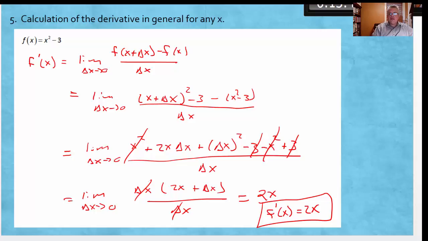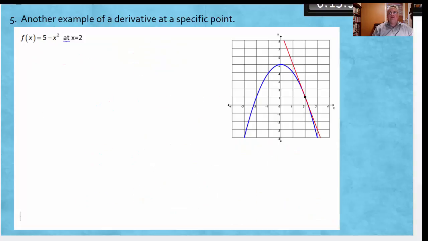We were doing it at x equals 3, and if you plug in 3 for x, we get 2 times 3 is 6, which is exactly what we got. But this is a general form. If I want the slope of the tangent line at 0, I can just substitute 0 and get 2 times 0 equals 0. Okay, hang in there. We have 2 examples left.